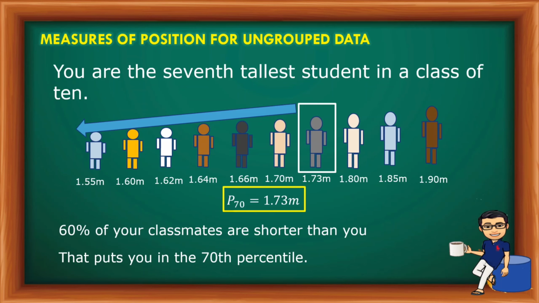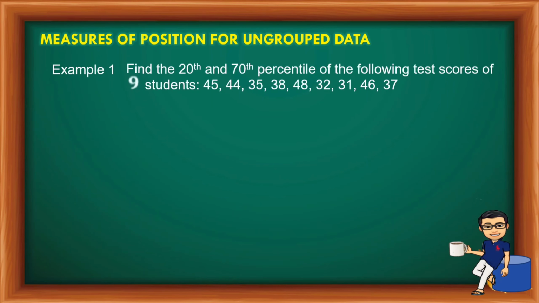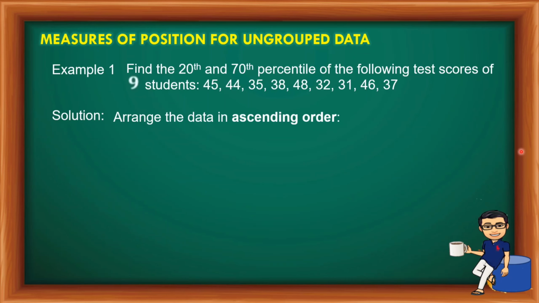But, of course, we will apply that using the formula. And let's start with the example. Okay, consider this. Find the 20th and 70th percentile of the following test scores: 45, 44, 35, 38, 48, 32, 31, 46, 37. The thing that we need to work on is to arrange the data in ascending order. Mapapansin mo, it's the same with quartile and decile wherein we arrange the data in ascending order. At ito yung ascending order ng data na ito.